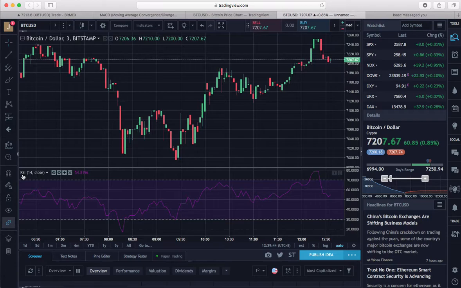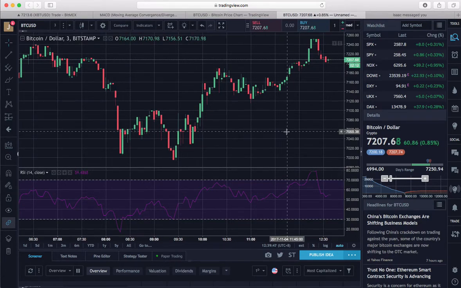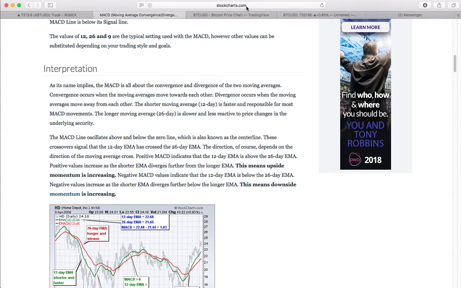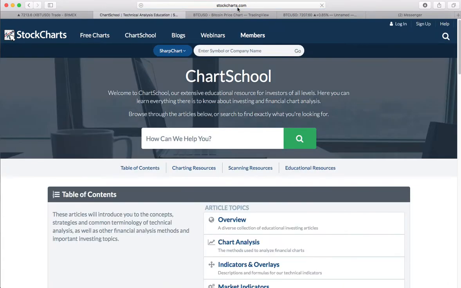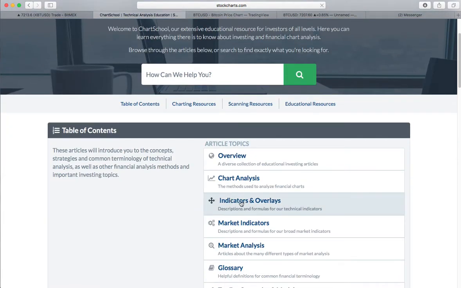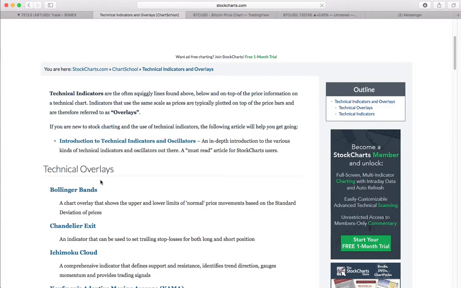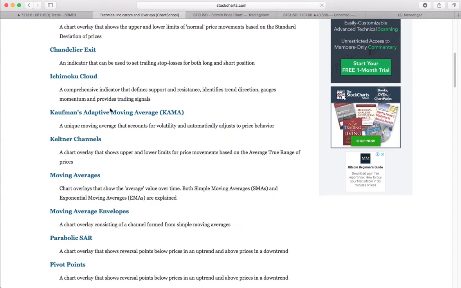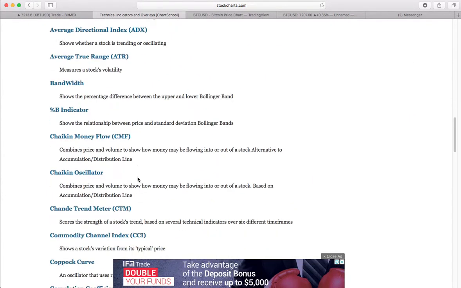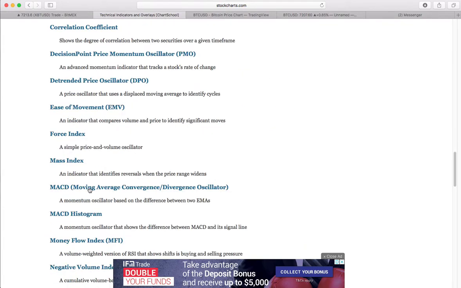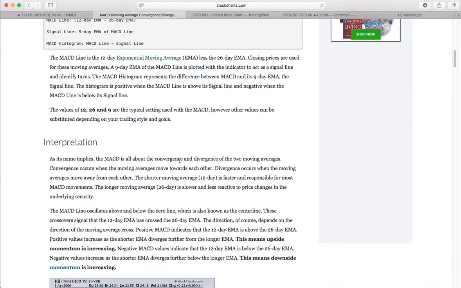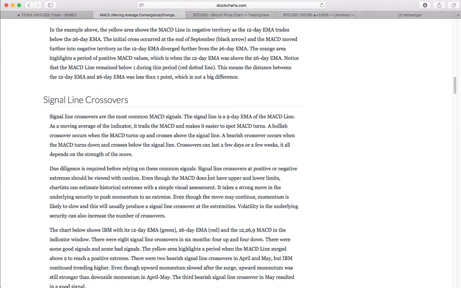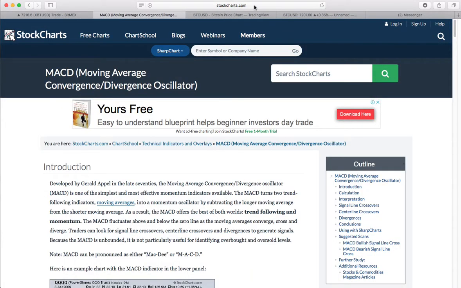I've just given you a very, very basic understanding of RSI, MACD and Bollinger Bands. If you would like to learn more, there's a website called StockCharts. I think you go to Chart School, so type in StockCharts, Chart School, and then indicators and overlays. This actually has your Bollinger Bands, and it's got your MACD somewhere here, moving average convergence divergence. You can click that and read all about it and see how it relates to different things and get a proper in-depth look at it. I'll put the link in the description of the video below.